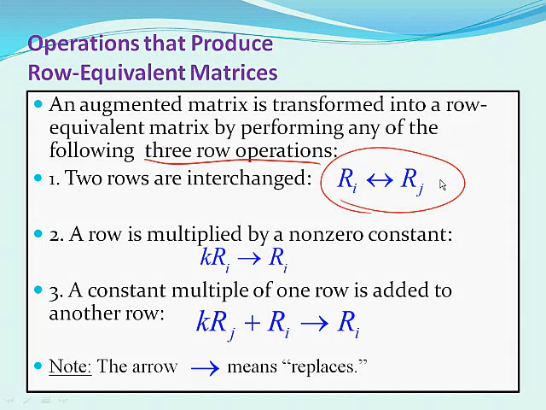Second row operation. A row is multiplied by a non-zero constant. So the ith row is multiplied with k and it replaces the ith row. Third row operation. A constant multiple of one row is added to another row. So here the jth row is multiplied with k and added to the ith row, and that way the ith row is replaced. k Rj plus Ri replaces Ri.